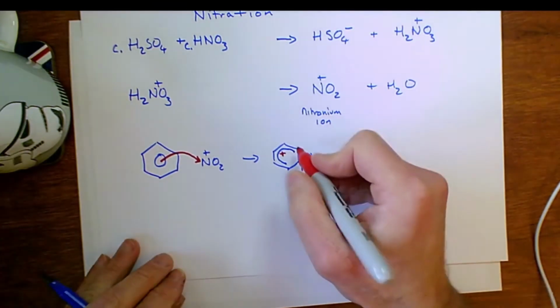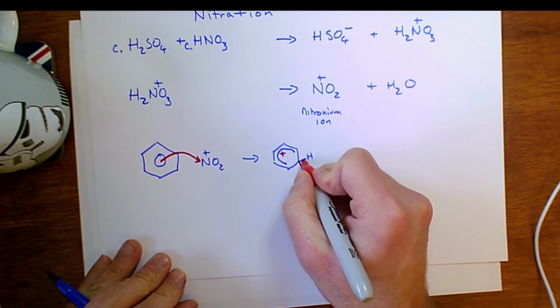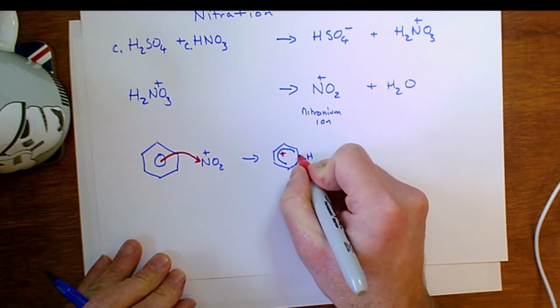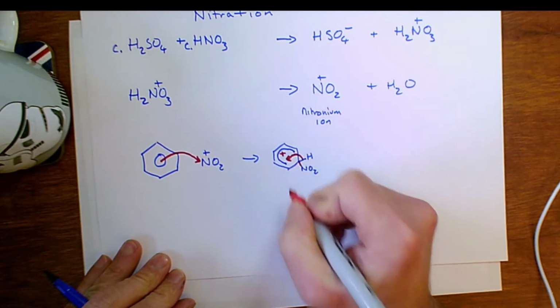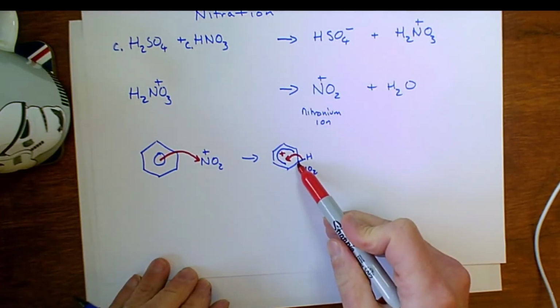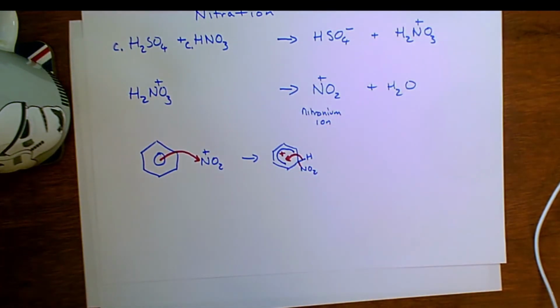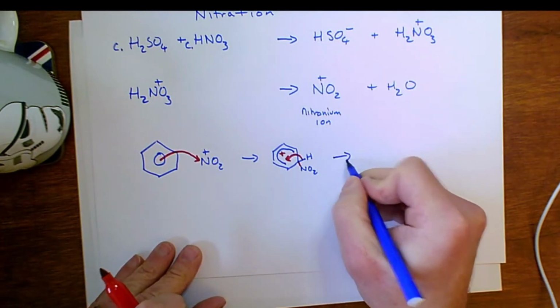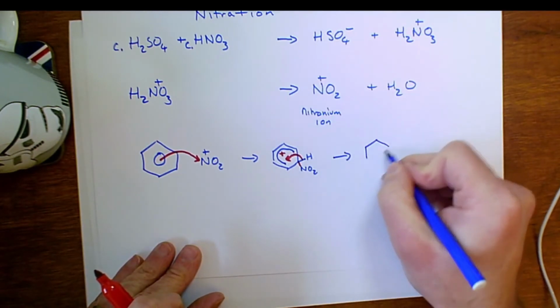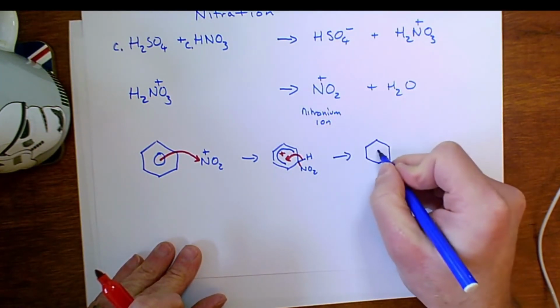Now I'm going to reform my delocalized ring, so my electrons are going to move from the bond there into the ring. Not going to the carbon, they're going into the ring. Then I've made my product. Can we remember how to name this?